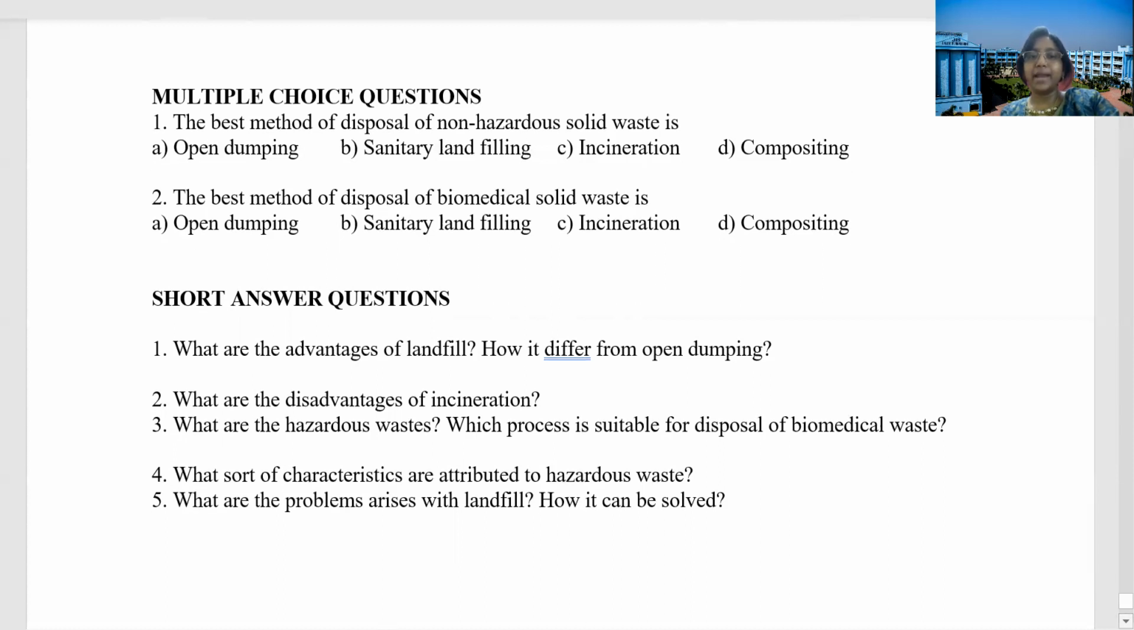What sort of characteristics are attributed to hazardous waste? Again, the same question, you have to tell the four characteristics: how corrosive or how reactive these are. So this part you have to mention. What are the problems that arise with landfill, and how can they be solved? You have to tell that there may be chances of groundwater contamination, and it can be solved by proper lining or leachate collection.